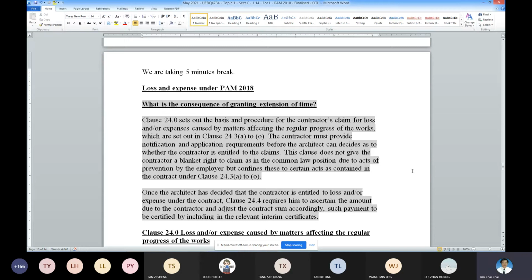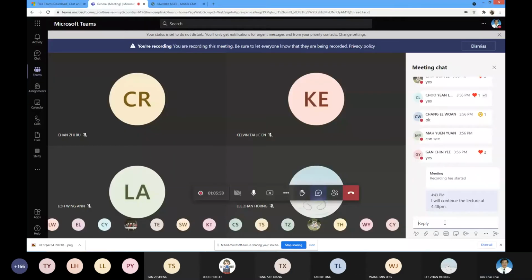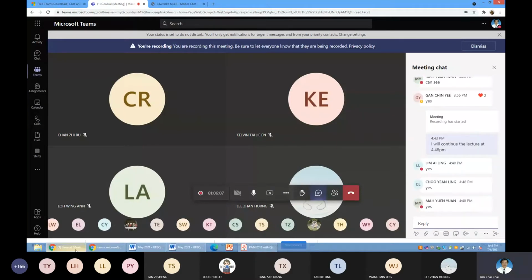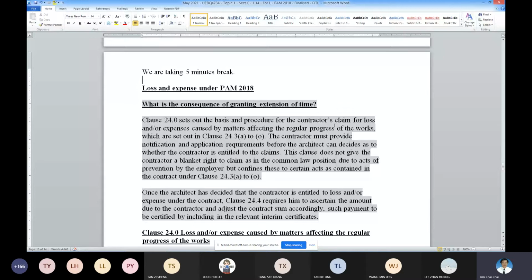Okay, welcome back. We'll continue on this loss and expense under PAM 2018. But before that, as usual, can you see the screen share? Reply, please. Can you see the screen share? Okay, good. Thanks a lot. Yes. So we proceed now.